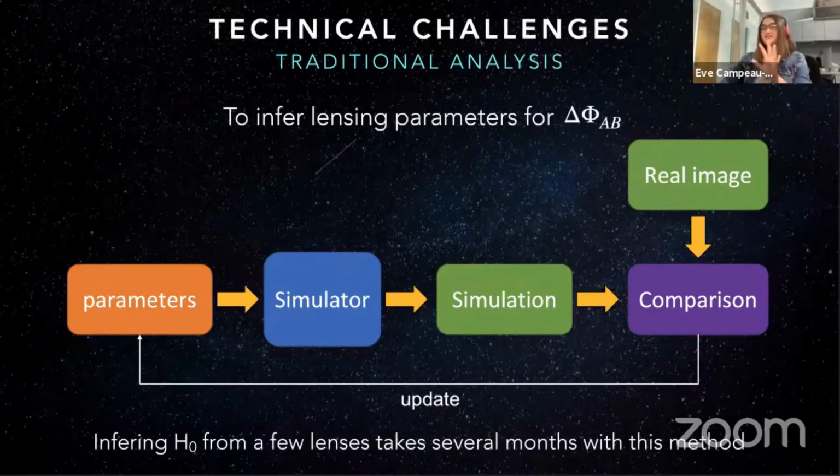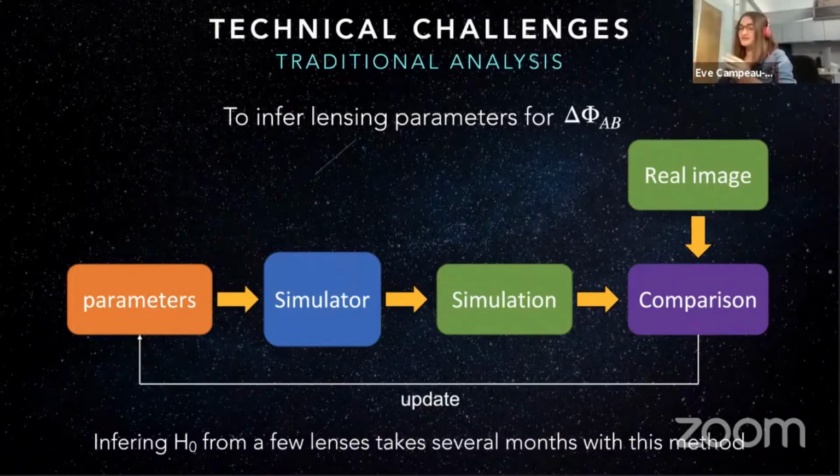Because the traditional way to reconstruct this potential is really time consuming. We build a simulator from our lensing model. Then we initialize some parameters and we create a simulation. Then we compare it to the real image that we observed and we update the parameters to have a better fit. And then we repeat this process until the produced simulation closely reproduces the real image. But inferring H0 with this method, with just a few lenses, can take several months with the supervision of an expert.